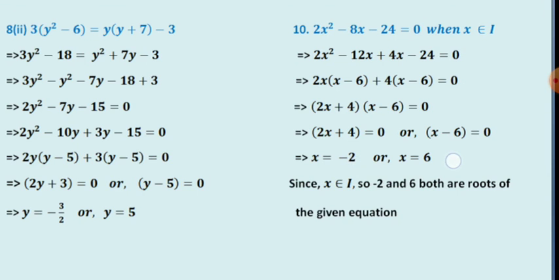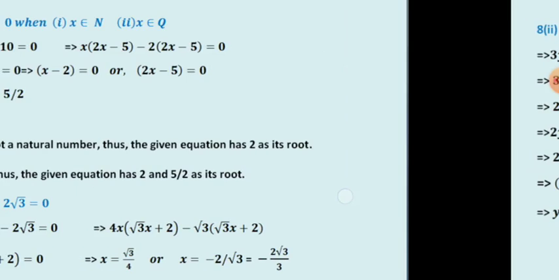And x minus 6 equals to 0, the value of x is plus 6. Now in this case x belongs to integer, so both the roots, that is minus 2 and minus 6, are accepted, because we know that negative, positive and 0 all come under integer. So both these roots are applicable in this situation.